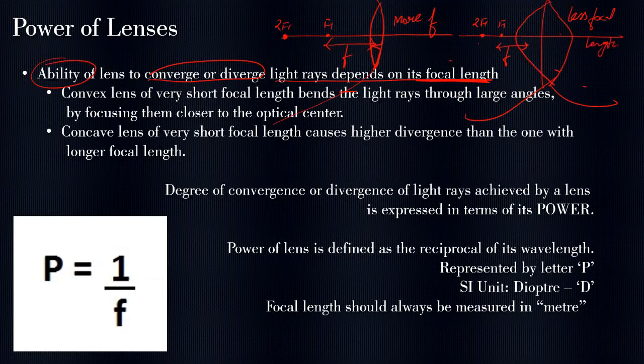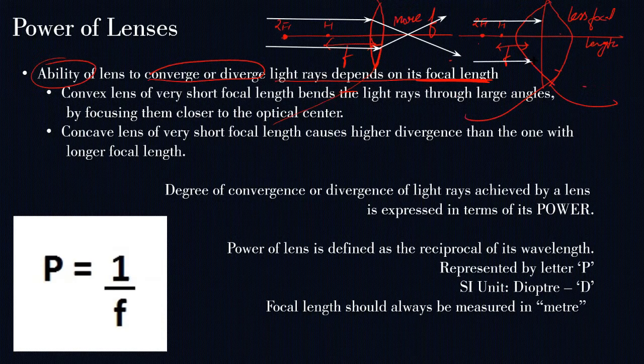So how much they are going to converge depends on the focal length, because we know rays from infinity, how do the rays from infinity come? The rays from infinity come in this format, parallel, and they get converged at a point. Now, when these light rays come in this type of lens, they will get converged like this, very close to the lens, right?